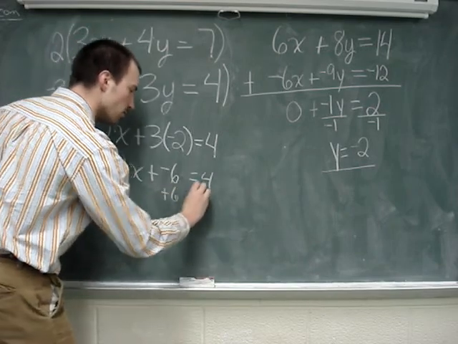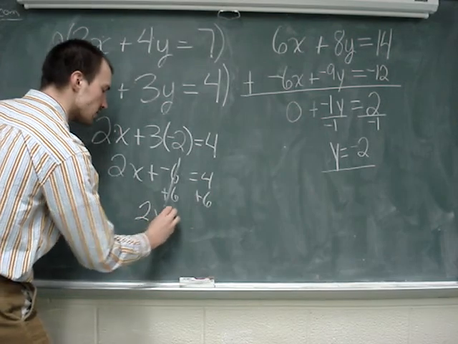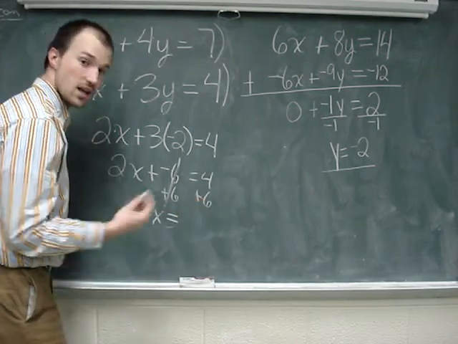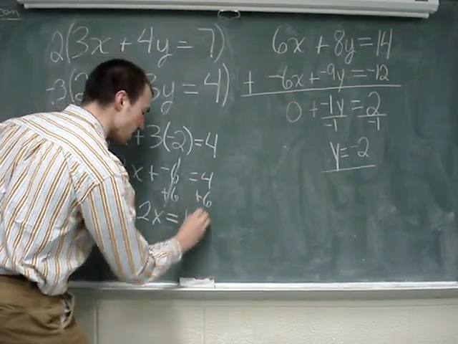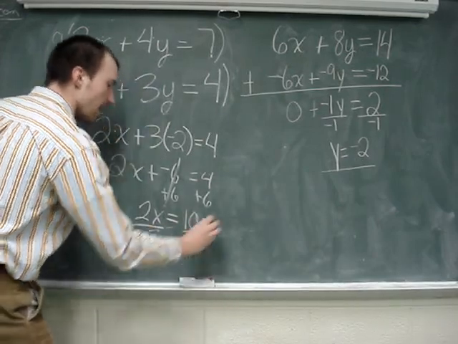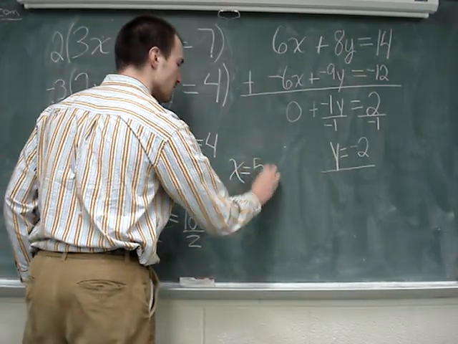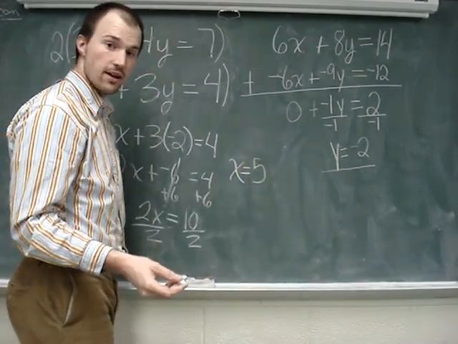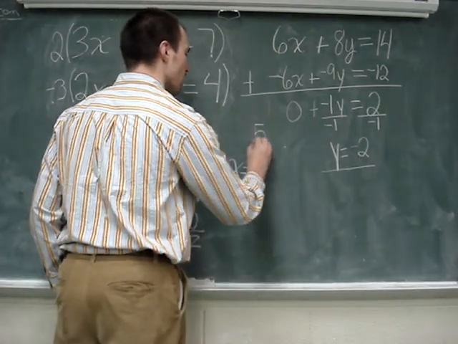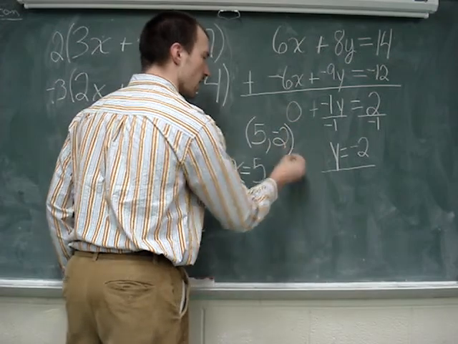Adding 6 to both sides, this cancels out. I get 2x is equal to 4 plus 6, or positive 10, and dividing by 2 on both sides, I find that x is equal to a positive 5. My solution then is the x quantity 5 and the y quantity of a negative 2.